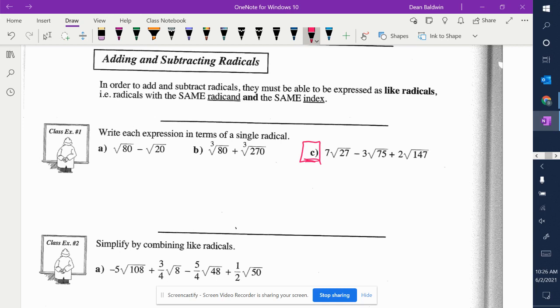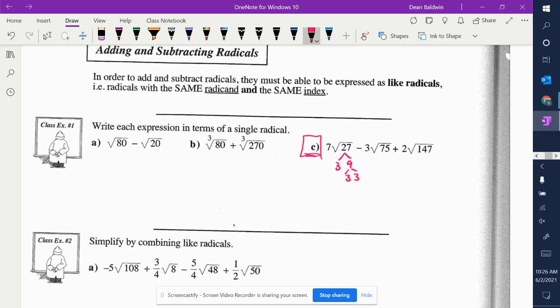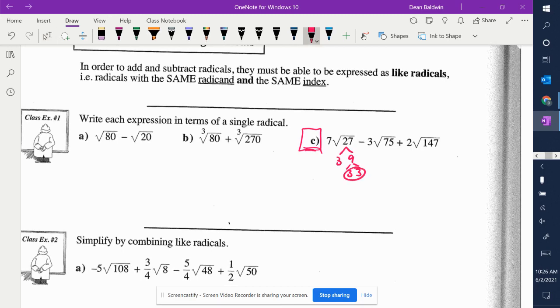So what multiplies to 27? 3. So that becomes a 3 and a 9, which is a 3 and a 3. I'm looking for groups of 2. So I can pull out 1, 3. So I get 7 times 3 with a root 3 left inside.